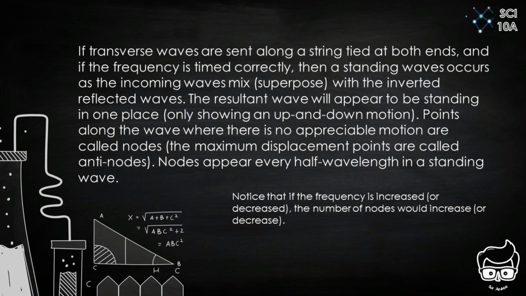Points along the wave where there is no appreciable motion are called nodes. The maximum displacement points are called the antinodes. Nodes appear every half wavelength in a standing wave. Notice that if the frequency is increased or decreased, the number of nodes would increase or decrease also.